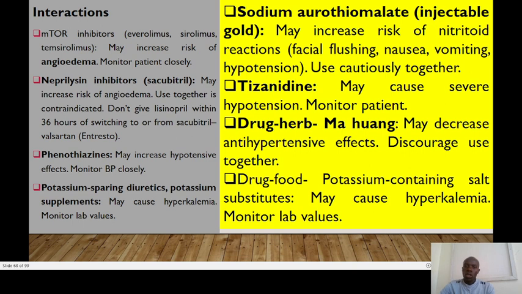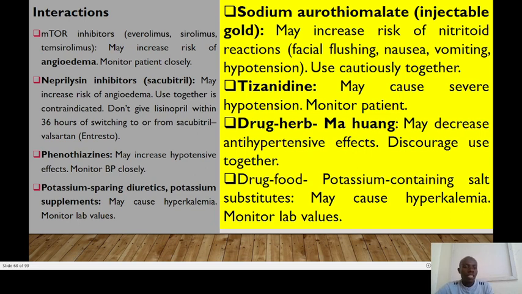All right. What about the use of potassium-sparing diuretics and potassium supplements? This one may cause hyperkalemia. You have to keep on monitoring the lab values. Okay. For the herbs, lisinopril may increase antihypertensive effects when used together with the herbs. So you have to discourage the patient from using lisinopril and the herbs together.